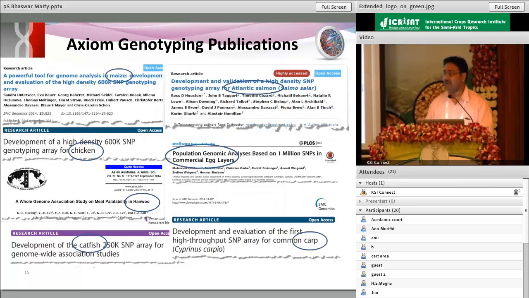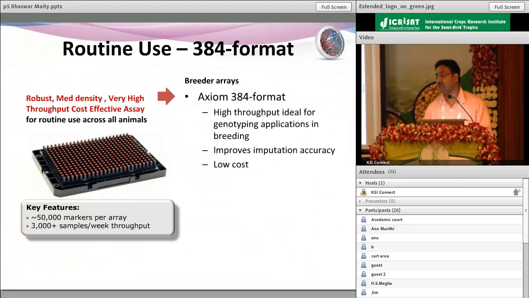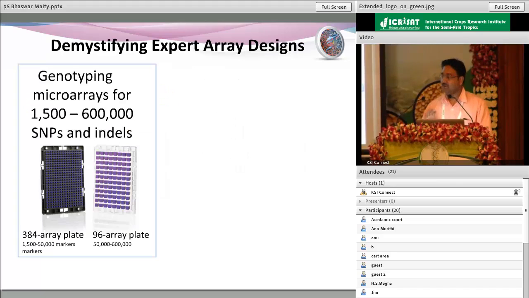There are multiple publications which show that these customers have faith in us and have been able to utilize this technology successfully, getting quality publications as well. Looking at the demand for throughput, from a 96-well platform, Affymetrix has launched a 384-well platform where you can increase your throughput for routine screening with a lower marker density. So there are two distinct platforms.